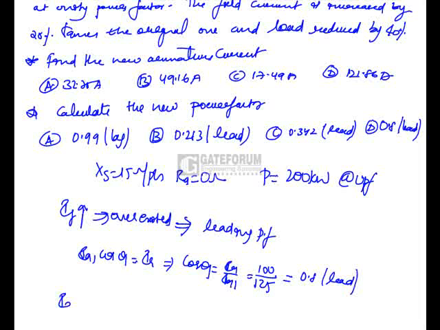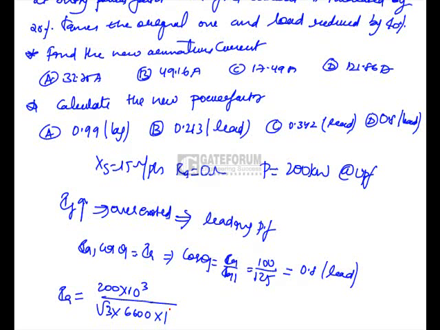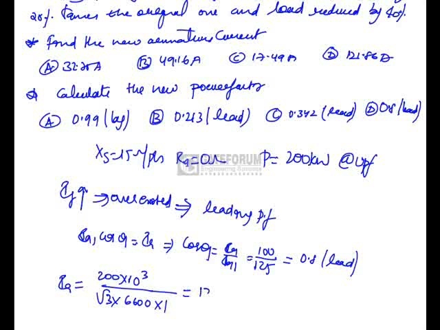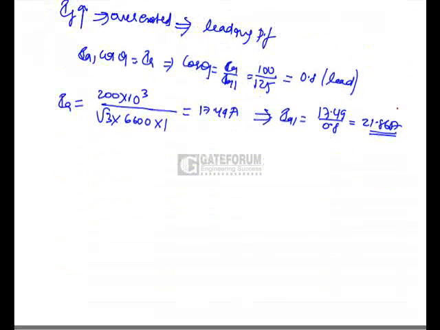Now what is the armature current for 200 kilowatt? That is 200 into 10 power 3 divided by root 3 into the line to line terminal voltage, which is 6.6 kilovolts, that is 6600 volts, into 1 because it is operating at unity power factor. The armature current is 17.49 amperes. With the field current increased by 25%, Ia1 is 17.49 divided by 0.8, which is 21.86 amperes.